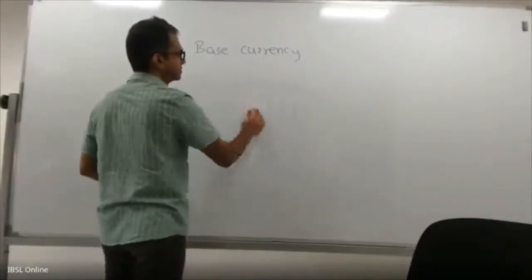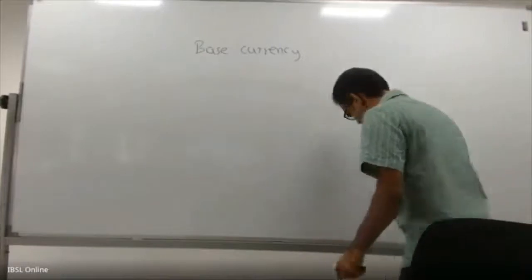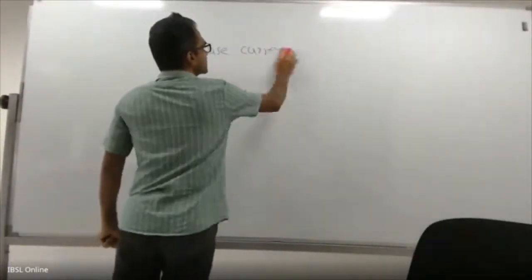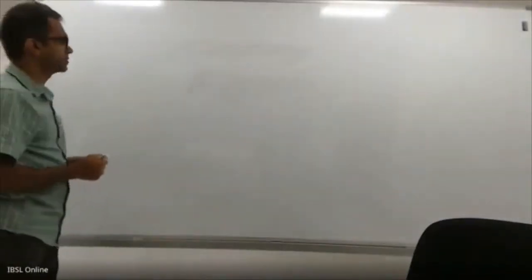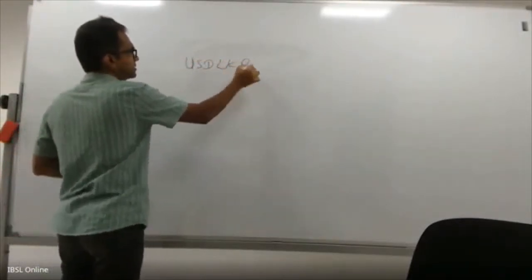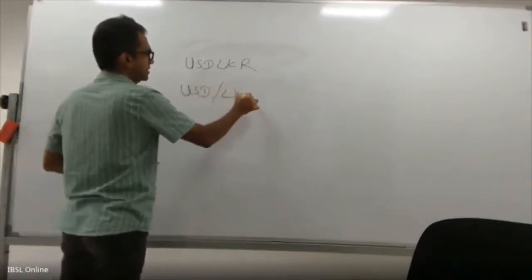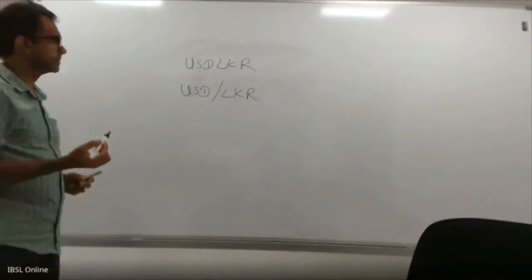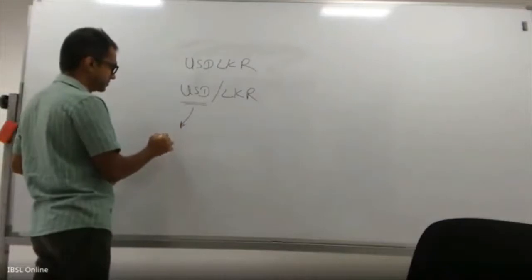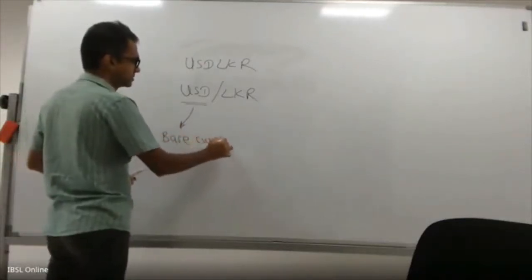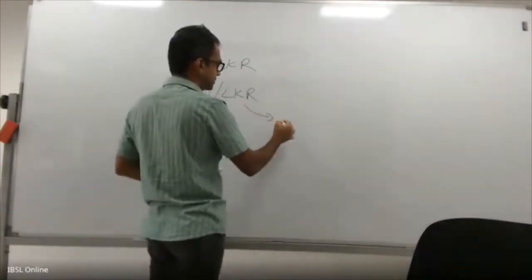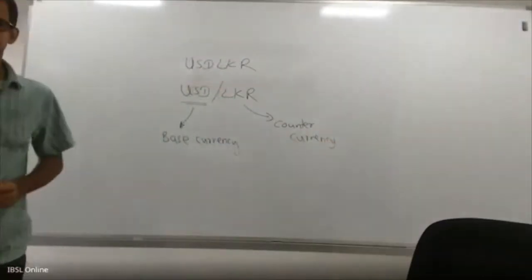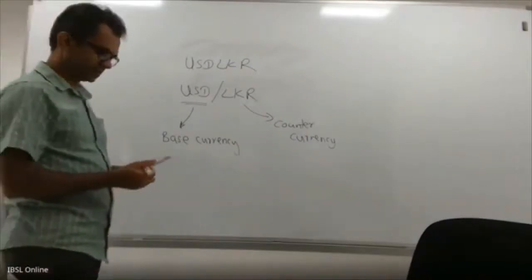Then when we write currency pairs like this, or maybe like this, whatever the way, on the left hand side we write the base currency, and on the right hand side it is the counter currency. That's how we write.